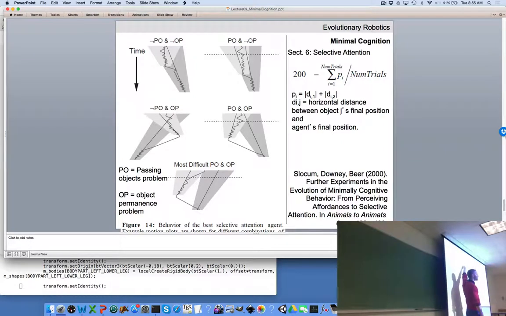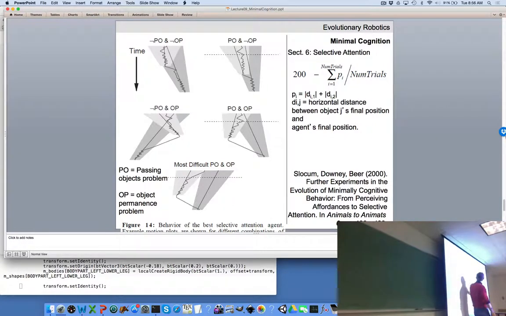The first object that it caught was the one that was actually closer to it when this evaluation period started, right? The object was closer, that was the one that it caught first. As it was catching this one, it could still see the other one, so there was no object permanence problem. In this case, the robot didn't need memory whatsoever, right? It can always see the object, and off it goes and catches it when it needs to.